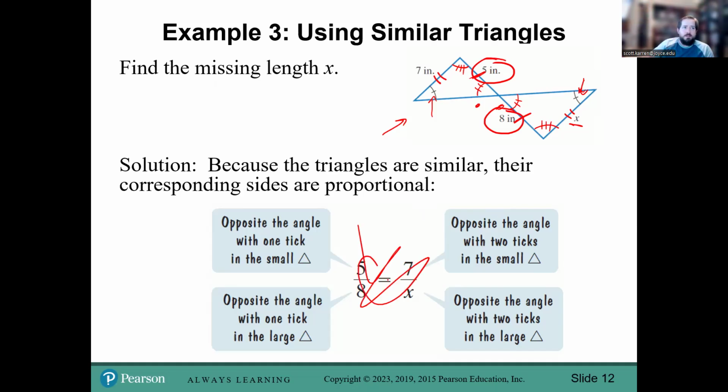I'm not going to do it the other way because that's not very smart. I'm going to write that one, 8 over 5, is equal to the corresponding angle or side on this triangle to the corresponding on this one.